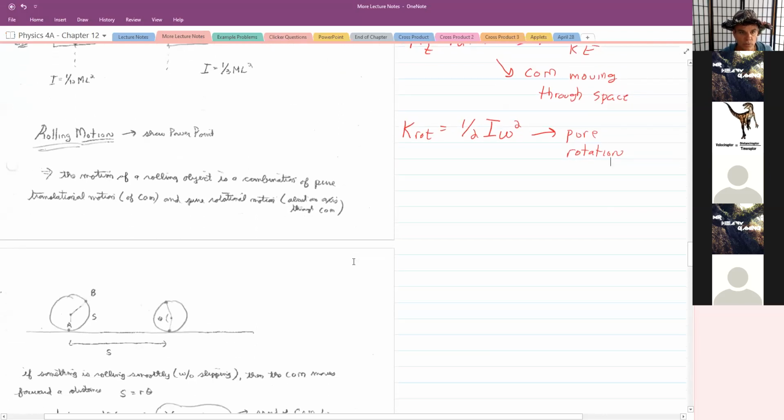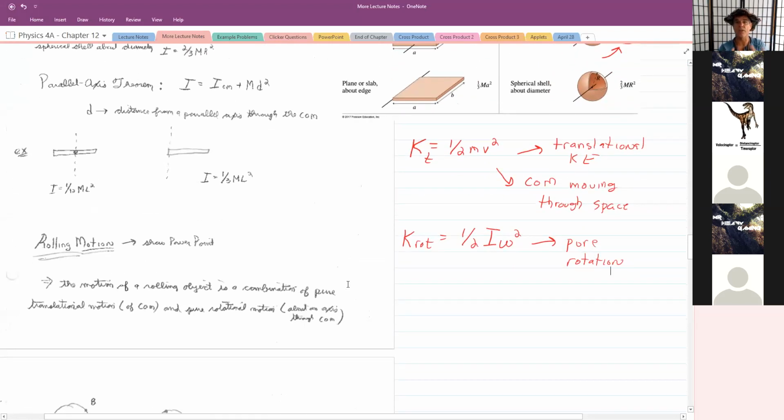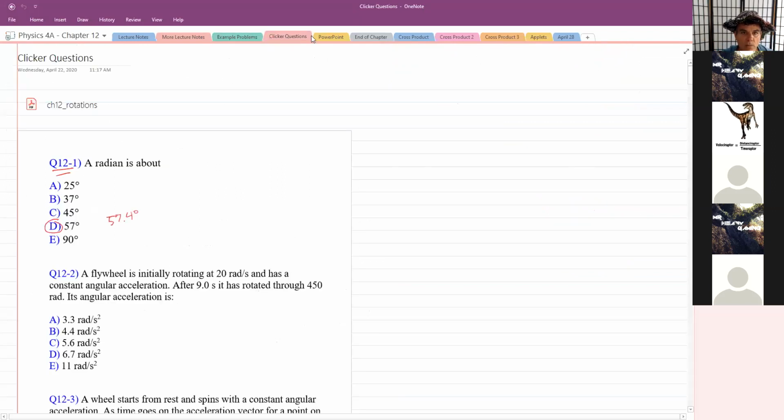And just as a little preview, what we're going to look at on Thursday is that a rolling object has two forms of kinetic energy associated with it. The center of mass of the object is moving through space. Well, let me look at the PowerPoint real quick.